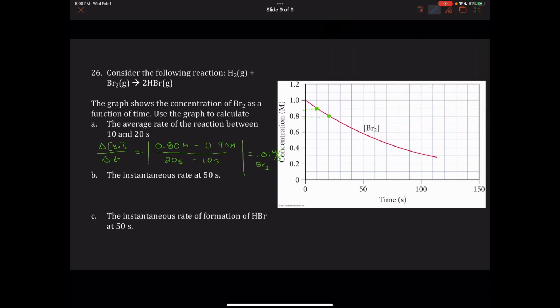So again, for the average rate, we take the 2 points in time we're interested in, we go to the curve, we identify the molarities and time at those points, and we calculate the slope.